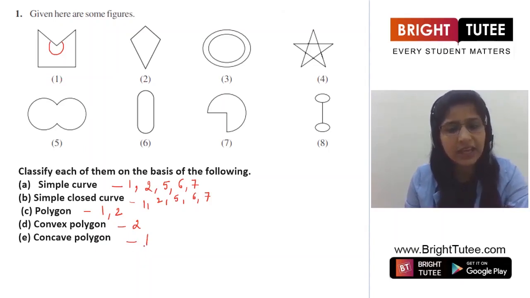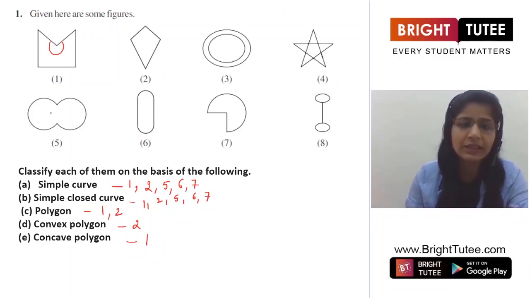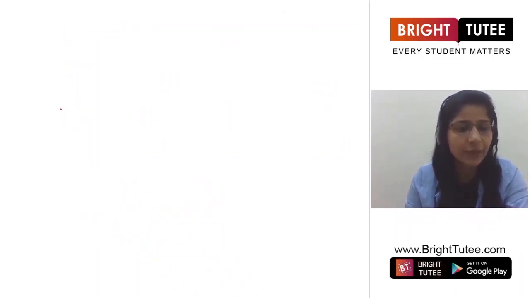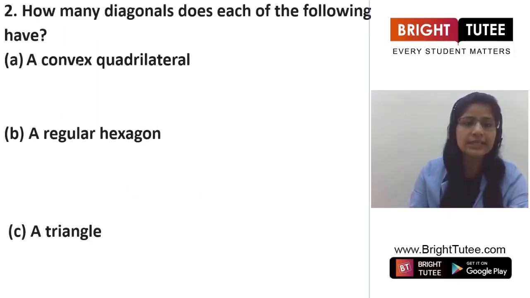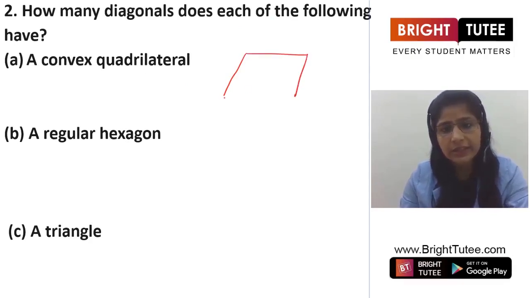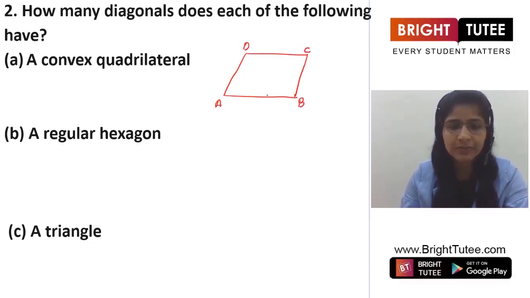So if the definitions are well clear to you, you can definitely identify what kind of curve we have. Let us go to another question now. The next question says, how many diagonals does each of the following have? First one is a convex quadrilateral. So if I draw a convex quadrilateral, it is like this, and A, B, C, D is the name to it. Right, now they're asking how many diagonals.